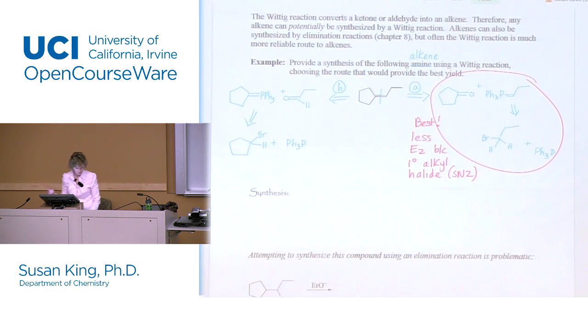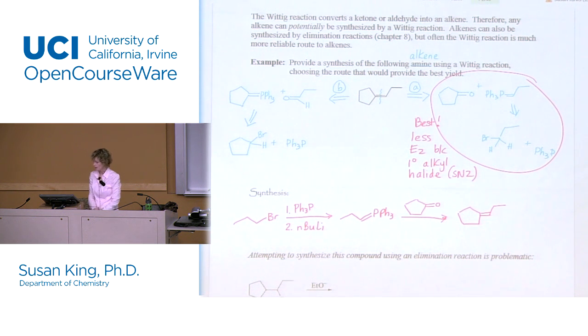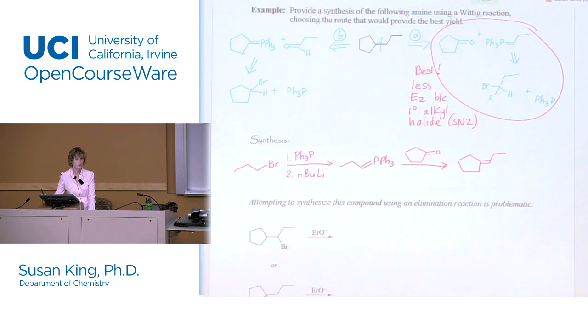So then we want to write out the synthesis in the forward direction. We start off with our alkyl halide. Step 1, triphenylphosphine. Step 2, n-butyllithium. And then we add our carbonyl. And there's our product. Okay. Questions on that synthesis, anybody?